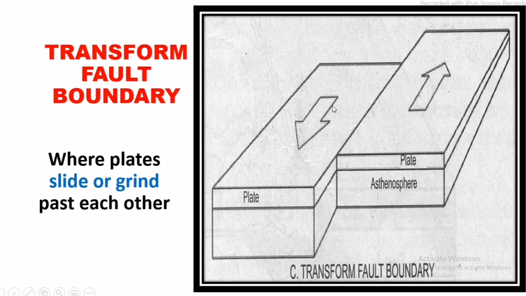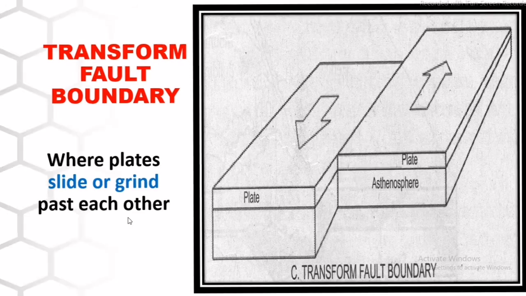Looking on the diagram, the plates are sliding or grinding past each other. They are not moving apart, nor are they moving toward each other. So it is called transform fault boundary. They slide or grind past each other. That is called transform fault boundary. So what happens along that transform fault boundary?